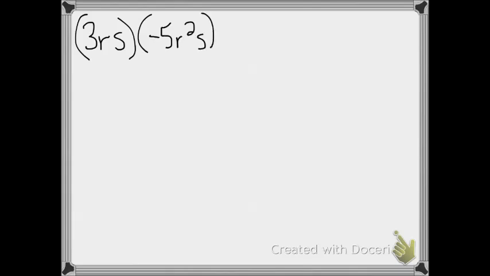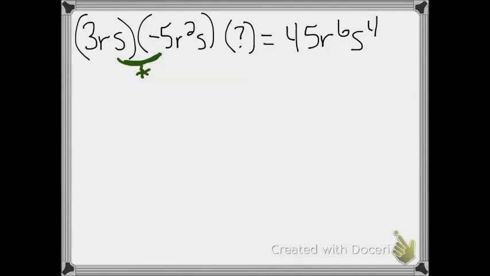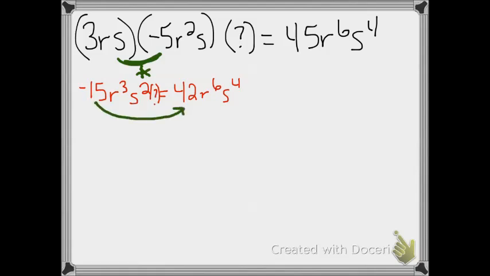All right, now we have our next example. It actually has 3 terms involved, where we have 2 and then we multiply by a 3rd term to find our solution. So the easiest thing to do is to multiply your first 2 terms that you know together and then figure out what you need to go from there to your solution. So if I do that, I'm going to end up with negative 15 r to the 3rd, s to the 2nd. And then I have to ask myself, how do I get from there to my solution of 45 r to the 6th, s to the 4th?